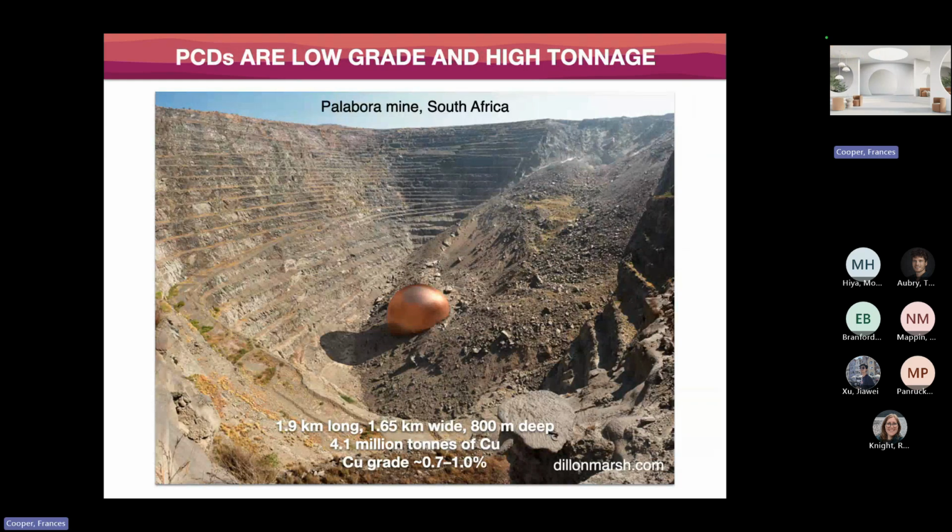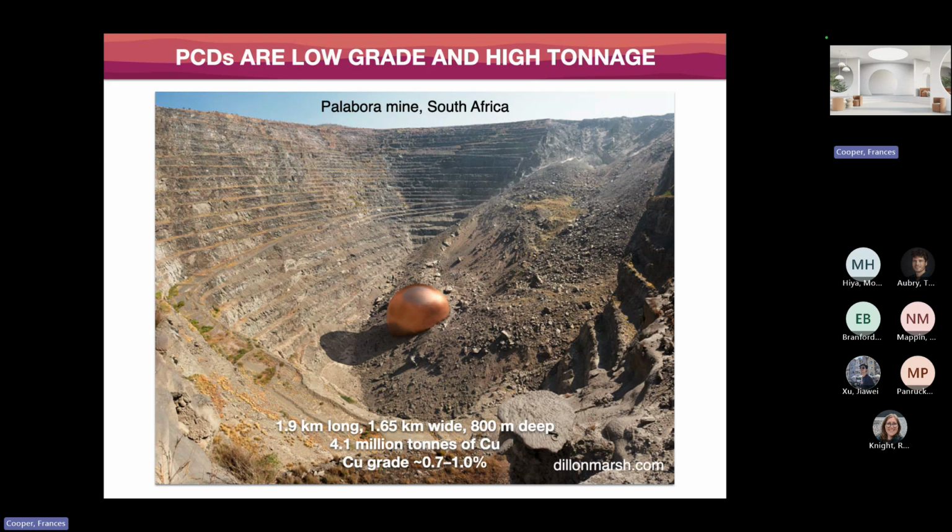So this is a problem. Basically, porphyry copper deposits are low grade and high tonnage. I don't know if any of you have seen this photo before. There's a guy called Dylan Marsh who has a website where he has taken photographs of old mining pits that are no longer in use.